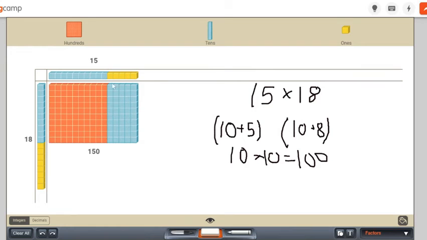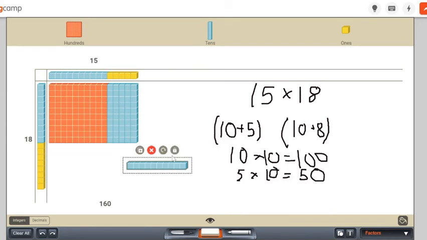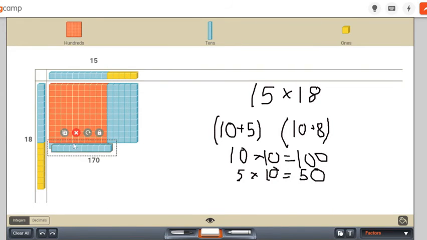So what did I just do? I just did 5 times 10, right? So I did 5 times 10. And in that case, I got 50, because I got 50 of my 10 rods. I do the same thing, but in this case, I'm going to flip it. I'm going to put it down here. Go ahead and make copy.